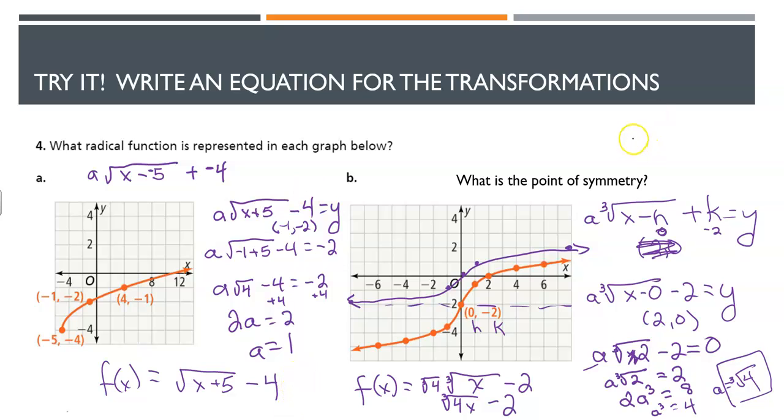Now, the cubic one was a little trickier. It was a little more challenging. Stretch those brain cells, get them working. So I started out, this point of symmetry is 0, -2. So that's my h and k. So I put that in right here. Now x minus 0 is just plain old x, so you don't really need to change it. So I went ahead and put 2 in for x, and then 0 in for y, and I got this lovely little thing right here.